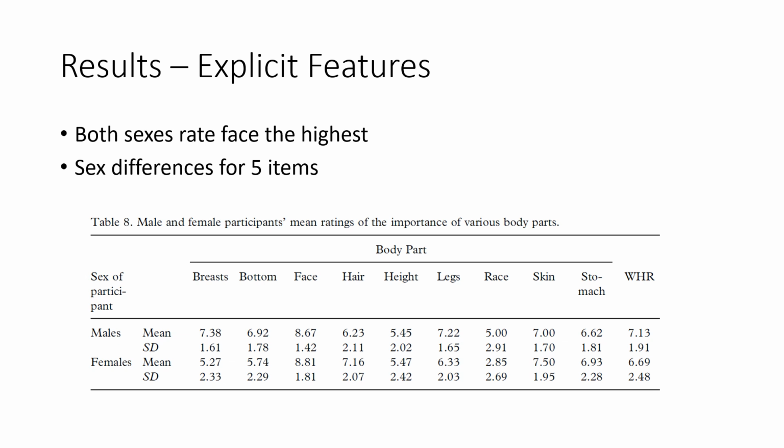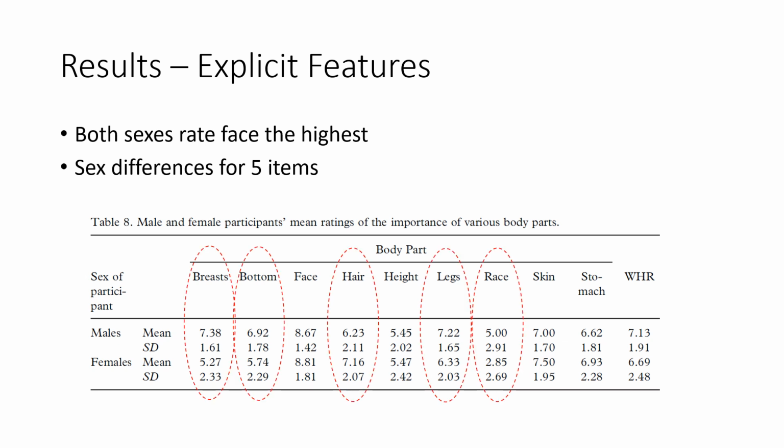But there was a sex difference for 5 items, and here I'll highlight them. There was a sex difference for ratings for these 5 body parts in terms of attractiveness ratings. And we can see males rated higher, pretty well consistently on these particular features than the female participants did, with the exception of hair. Females rated hair as being more important. So males rated the other 4 that males and females differed on as being more important than female raters did.